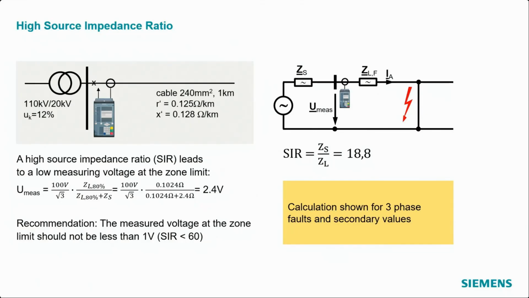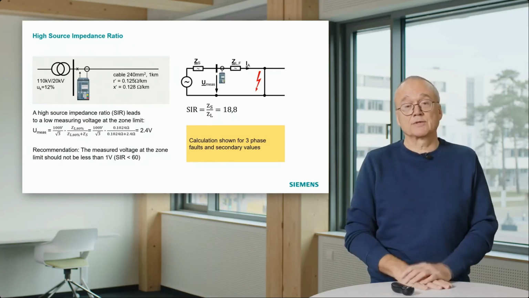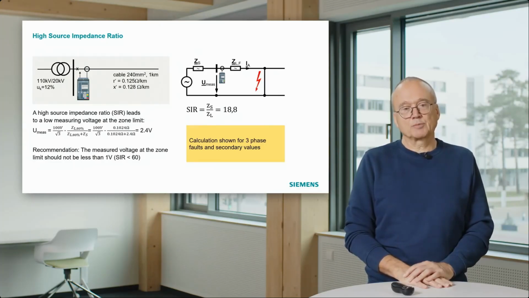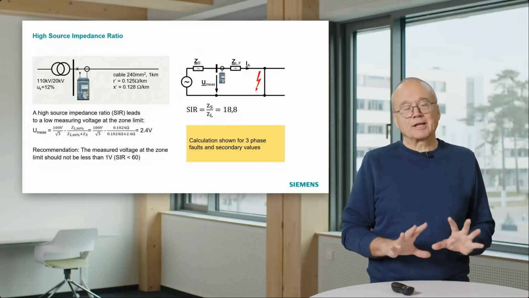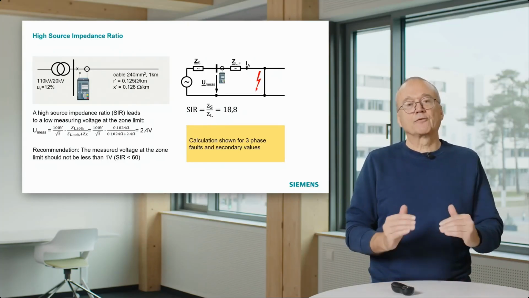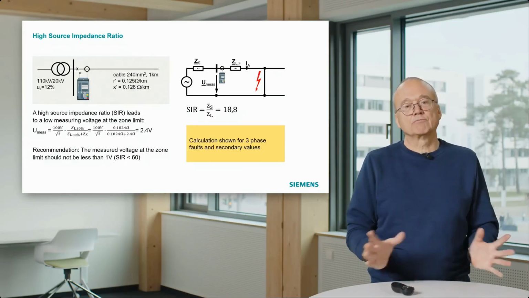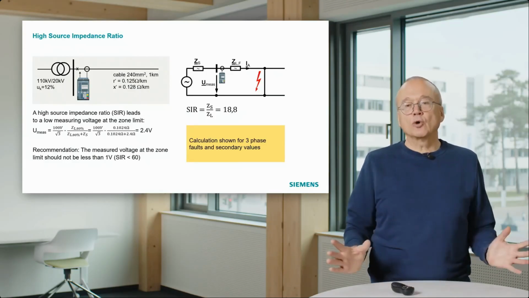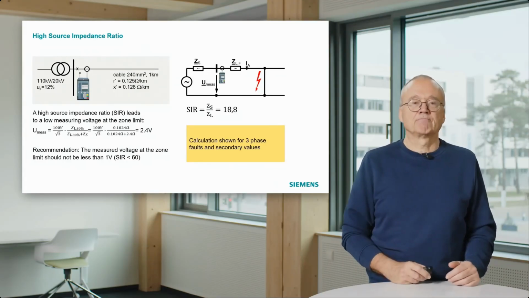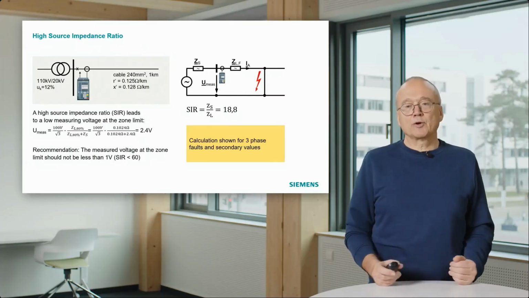But as a rule of thumb, you could say, if you see somewhere in the system a source impedance ratio which is above 60, imagine the cable is even shorter, then you should be careful with distance protection. You should be aware that then the accuracy is limited. You may have to reduce the reach to avoid problems with overreach, or you should think about using differential protection, for instance, instead. That was the first one of our 3 topics.